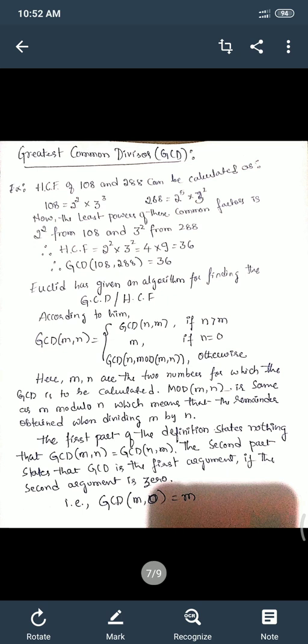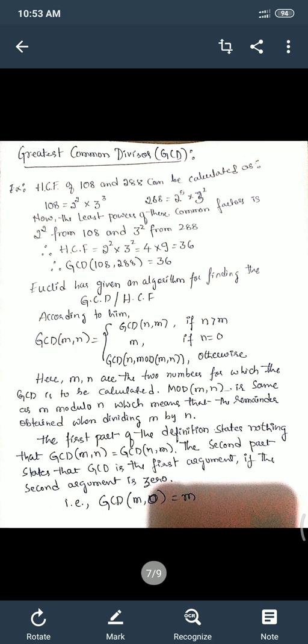Now what you have to do? Now the least powers of these common factors you have to take. So while you have taken the two factors, you have to take the least one among them. In 108, 2 square is the least one, and in 288, 3 square is the least one. Therefore HCF equals 2 square multiplied by 3 square, which is 4 into 9, which equals 36. Therefore GCD of 108, 288 equals 36.